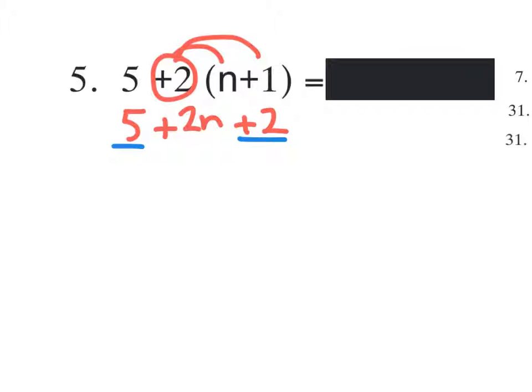That's right. So let me rewrite this whole thing. I have a nice beautiful 2n. I have a plus 7 because 5 plus 2 is 7. And that's all I could do on the left side. That's as simple as it gets. So what I want to do now is take the equal sign and bring it down, put the equal sign right here. And now I'm going to worry about simplifying the right side.